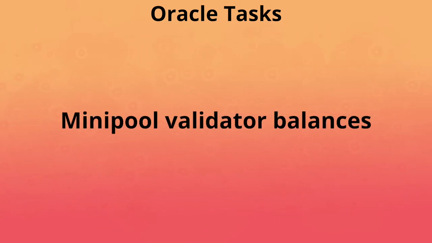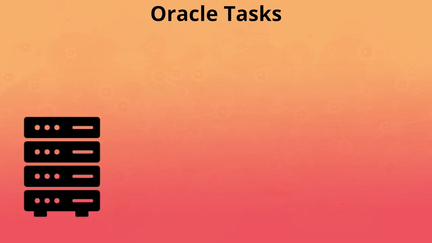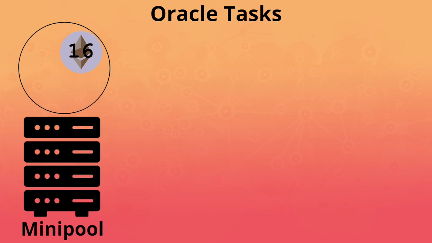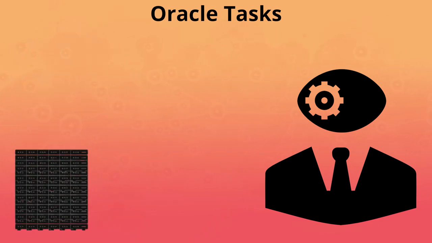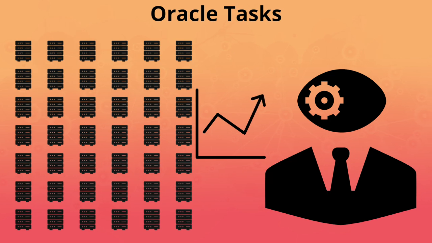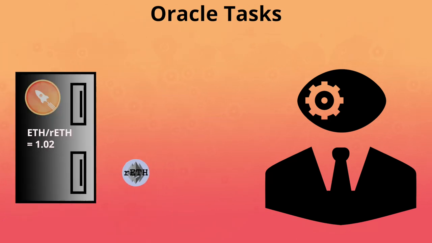Minipool validator balances. Each validator in the protocol is referred to as a minipool. It contains 16 ETH from the node operator and 16 ETH from the deposit pool. Performance of these validators needs to be monitored so the protocol can calculate the performance of all of the validators in the decentralized network and allow users holding rETH to exchange it for ETH plus rewards at the correct exchange rate.